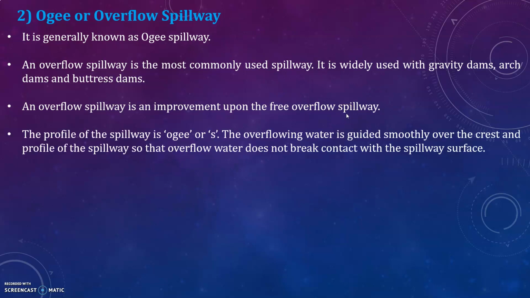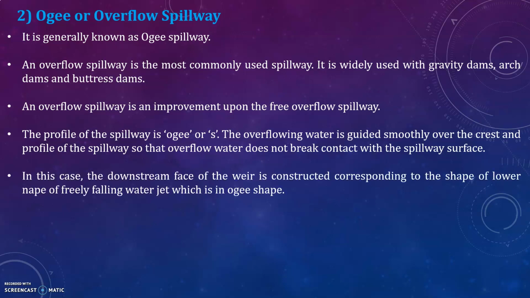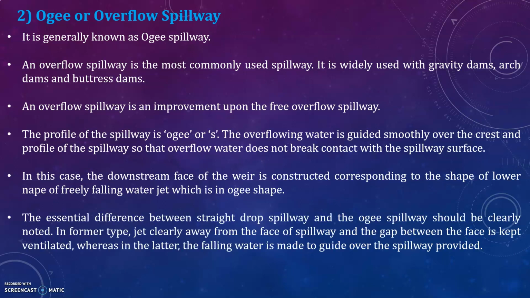The profile of the spillway is ogee or S. The overflowing water is guided smoothly over the crest and profile of the spillway so that overflow water does not break contact with the spillway surface. In this case, the downstream face of the weir is constructed corresponding to the shape of the lower nappe of freely falling water jet, which is in ogee shape.